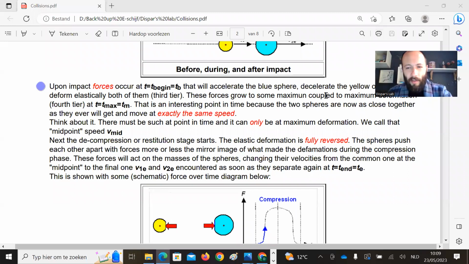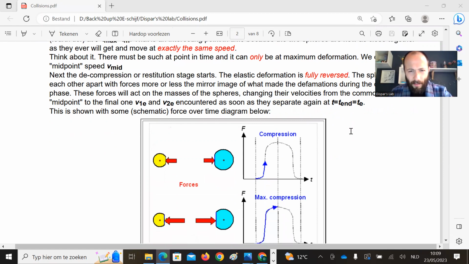Right, so there was a small telephone interruption. Let's continue. I was continuing with the text.